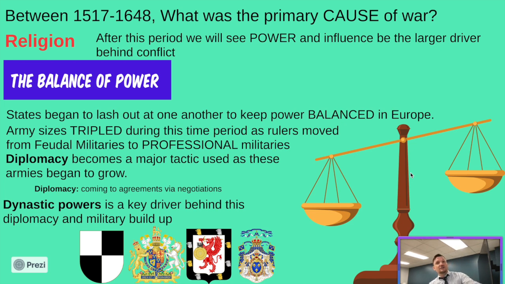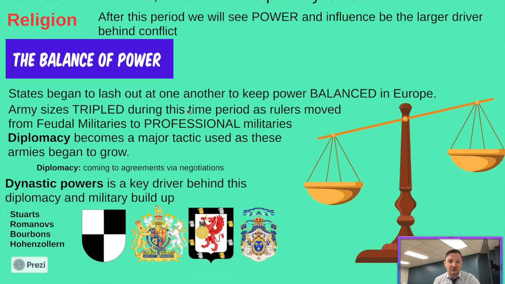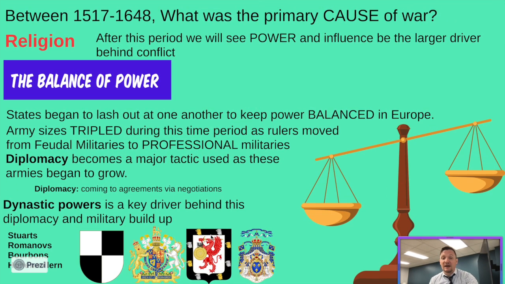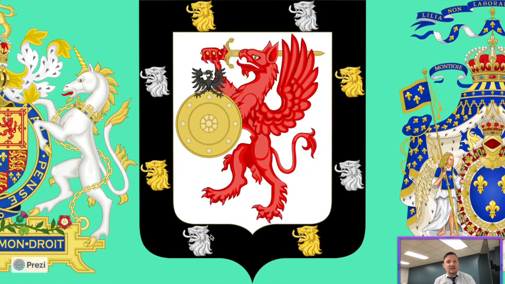And these right here are some of the biggest dynastic powers in Europe at the time. You're looking at people like the Stuarts or the Romanovs or the Bourbons or the Hohenzollerns. Now, the Stuarts, of course, are the kings and queens of England by this point in history in the 1600s, starting in 1603 with the creation of the Stuart monarchy in England under James I and VI. We've got the Romanovs over here, which some of you may have heard of before, that have been in power since 1618, I believe.